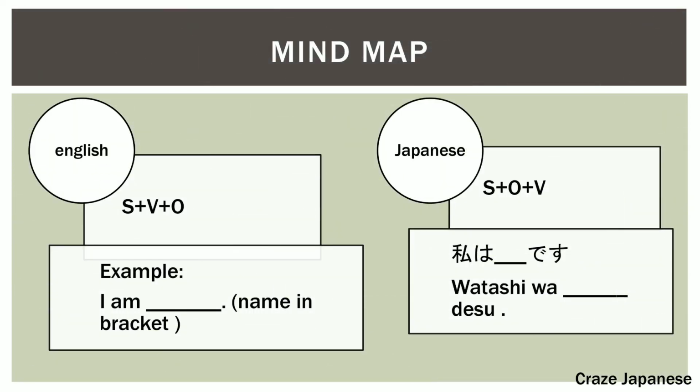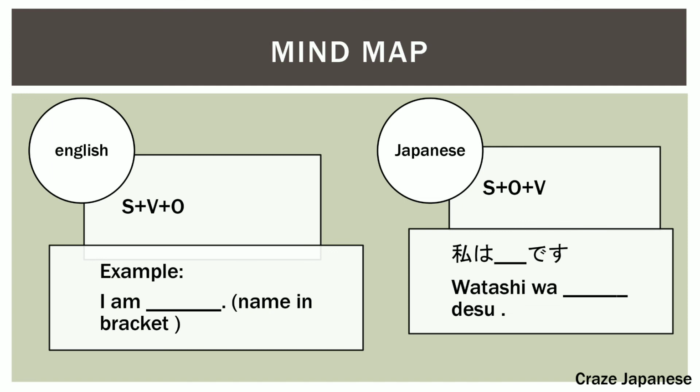Well, we are done with these sentences. So you can see the mind map. Take a printout, or take a screenshot, trim it and take a printout. It's as simple as that. Let us just recap what we have learned. In English, it is subject plus verb plus object, but in Japanese, subject plus object plus verb. Example: "I am ---". You can add your name in the blank. In Japanese it will be watashi wa --- desu.